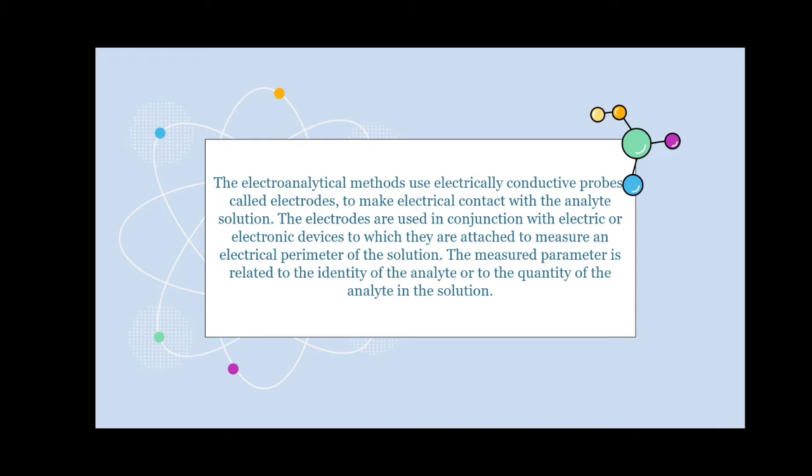The electroanalytical methods use electrically conductive probes called electrodes to make electrical contact with the analyte solution. The electrodes are used in conjunction with an electric or electronic device to which they are attached to measure an electrical parameter of the solution. The measured parameter is related to the identity of the analyte or to the quantity of the analyte in the solution.